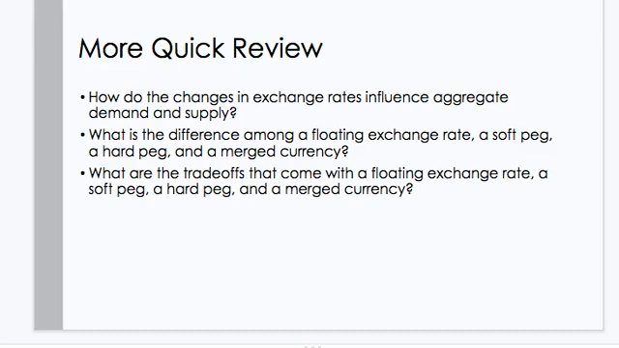What is the difference among a floating exchange rate, a soft peg, a hard peg, and a merged currency? What are the trade-offs that come with a floating exchange rate, a soft peg, a hard peg, and a merged currency?